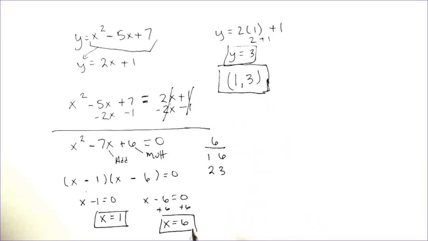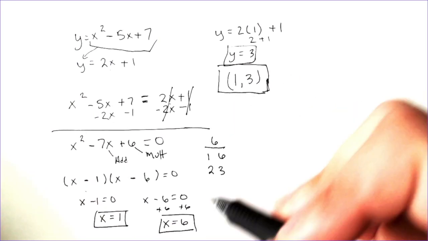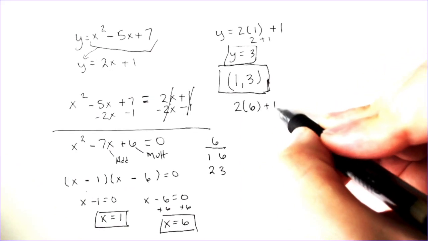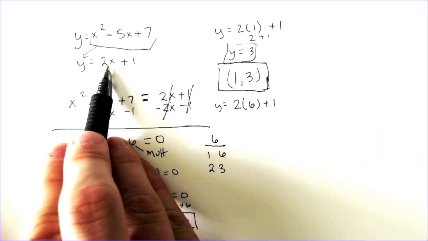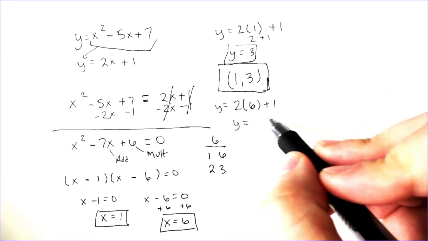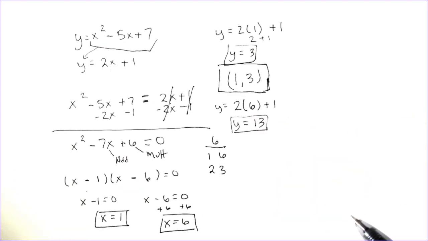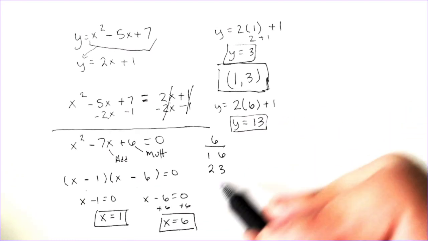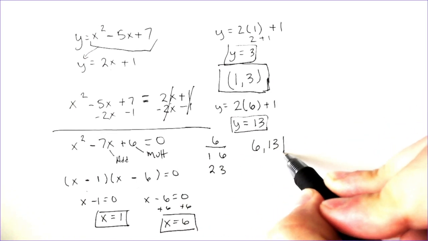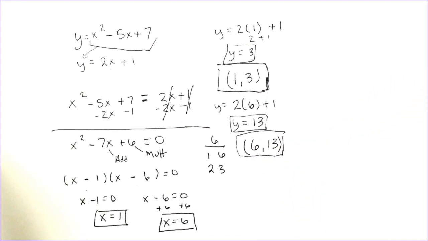For our next answer, we're going to have to plug in the 6, and it's going to have its own coordinate point. So we're going to plug in the 6. We're going to get 2 times 6 plus 1, plugging it into the bottom equation. 2 times 6 is 12 plus 1 makes 13. So we got our second y value, and I'm going to write those as a coordinate point linked together, (6, 13). Forgot my parentheses, (6, 13) as a coordinate point.